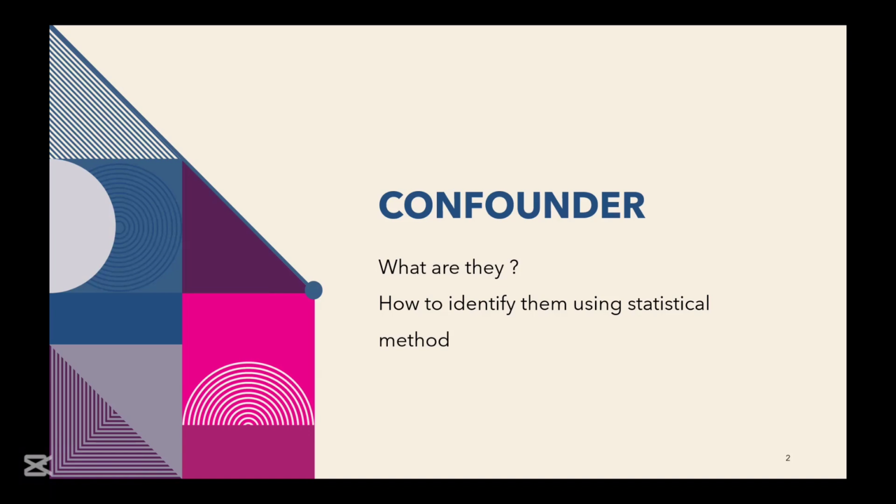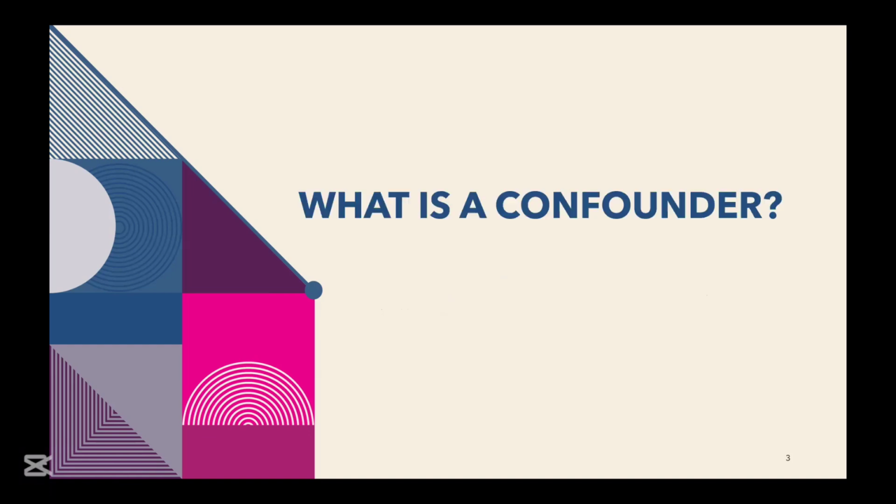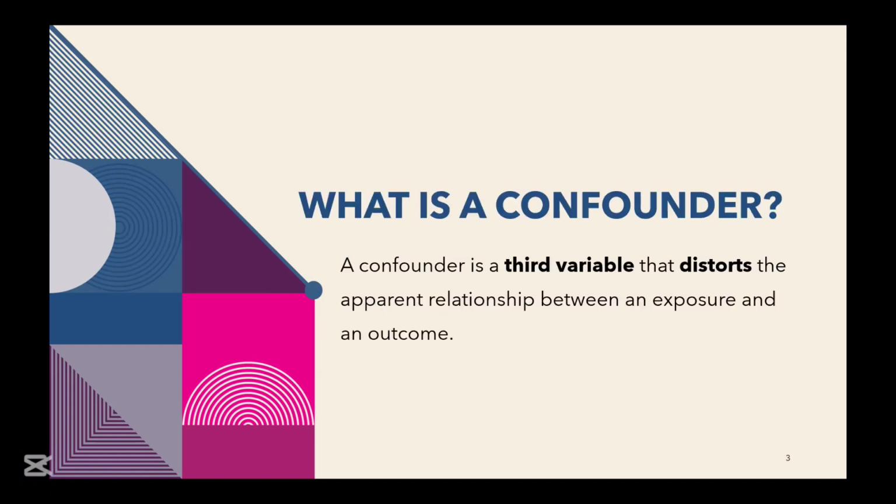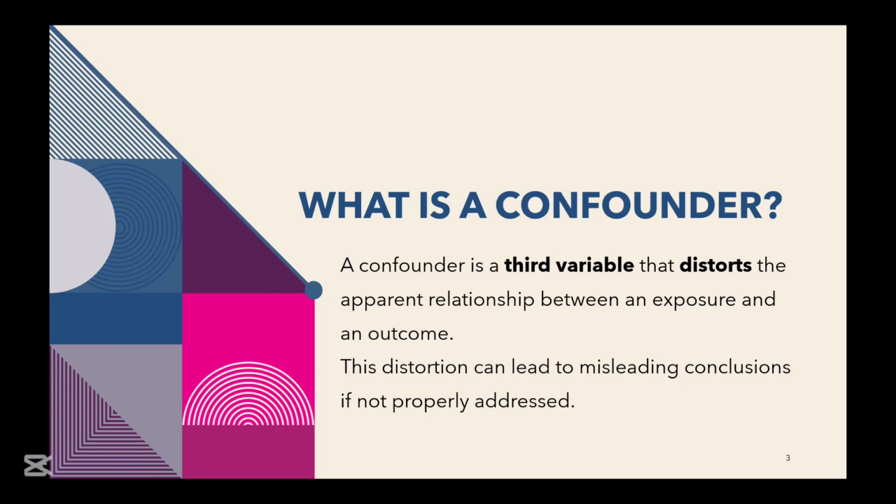Now, let's proceed. The first major question we want to ask is, what is a confounder? The answer: a confounder is basically a third variable that distorts the apparent relationship between an exposure on one hand and an outcome. Now, this distortion of association leads to misleading conclusions, and so it is always important that appropriate actions are taken to address that.